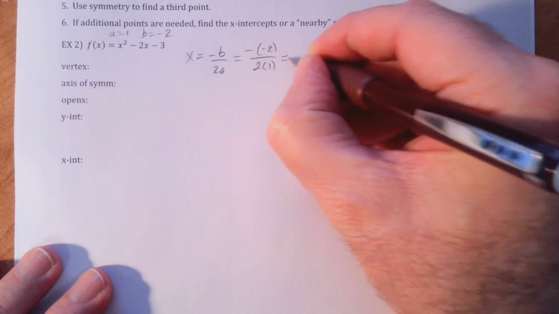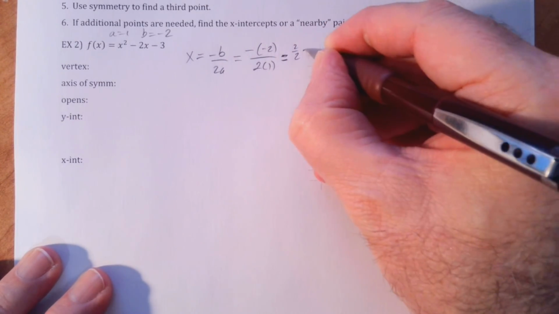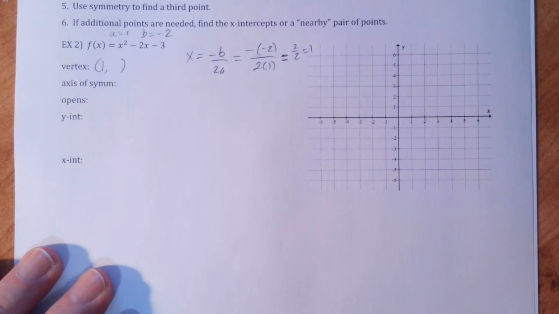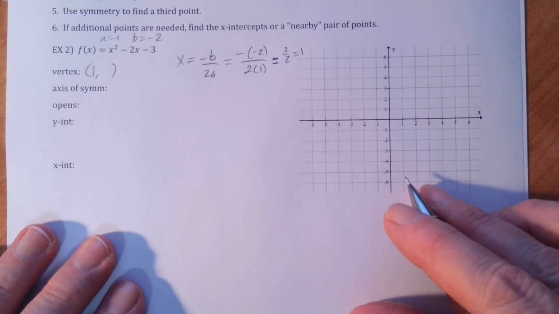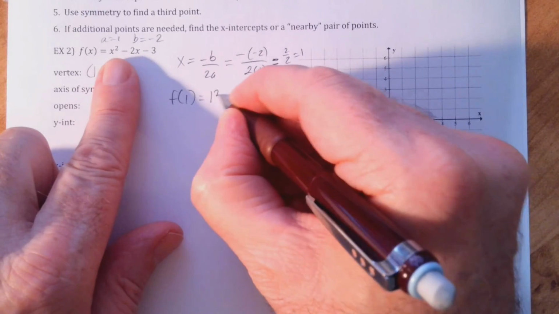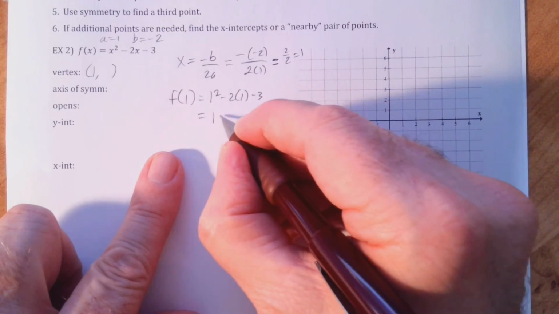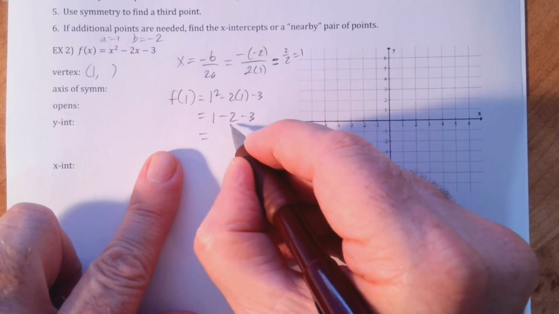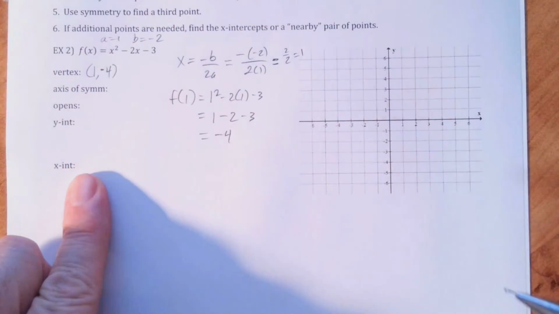So you can see that we get 2 over 2, and so we're going to get 1 here. So the x value of the vertex is 1. How do we find the y value? Well, let's see. We're going to plug in 1 into the function. So it'll be 1 squared minus 2 times 1 minus 3. That's going to be 1 minus 2 minus 3. Well, 1 minus 2 is negative 1, minus 3 is negative 4. So 1, negative 4 is the vertex.